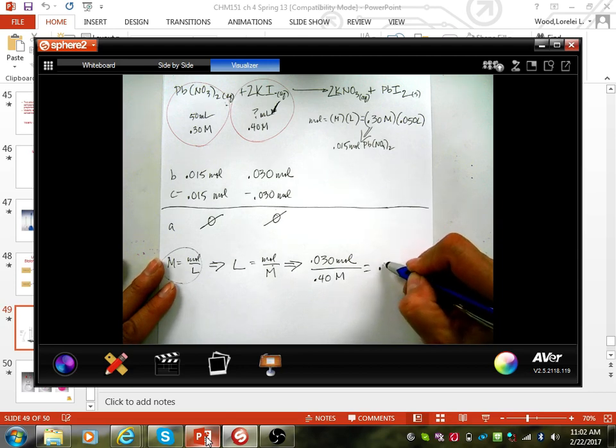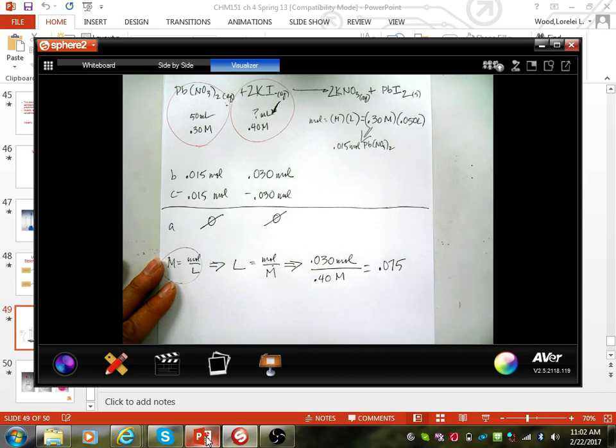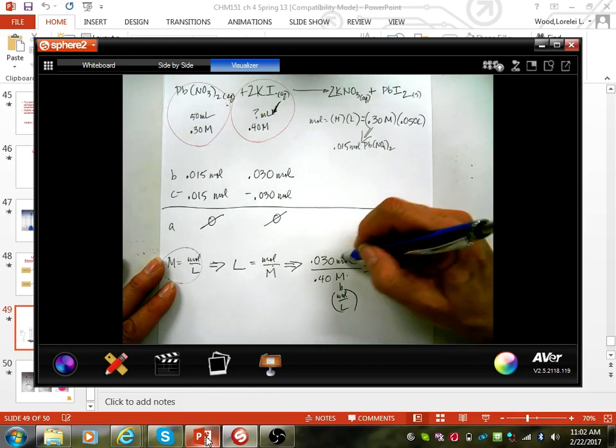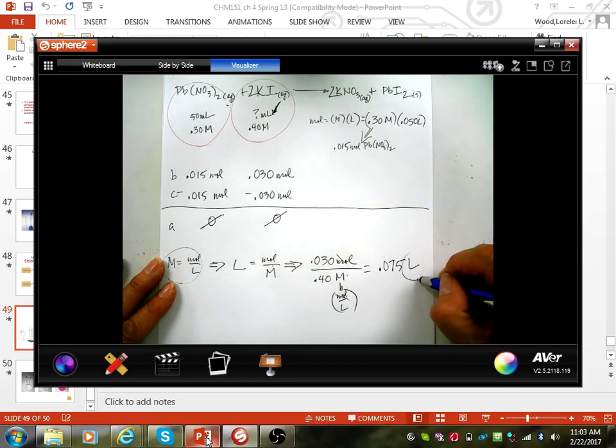0.075? 0.75. What are my units here? Liters, right? Because remember, this is moles per liter. When you see capital M, you know moles per liter. So moles cancels. My final unit is in liters, and it's liters of potassium iodide.